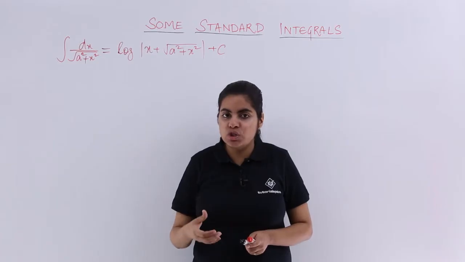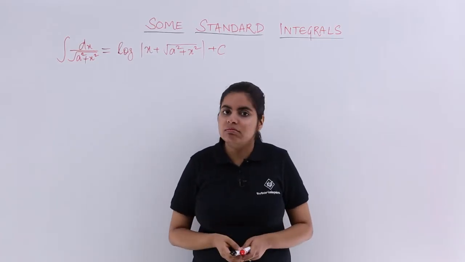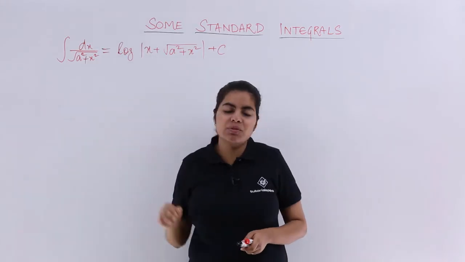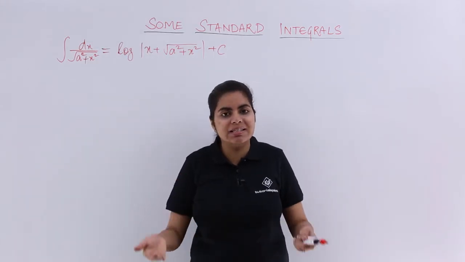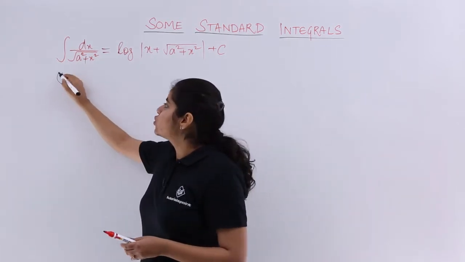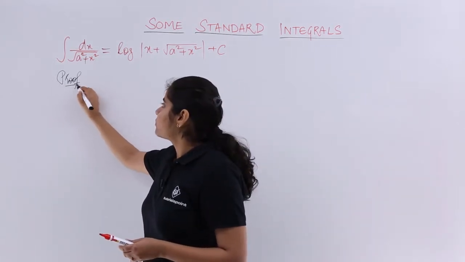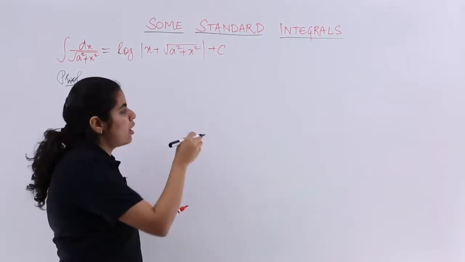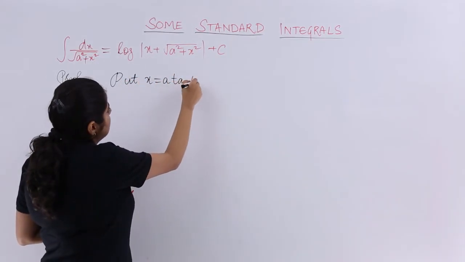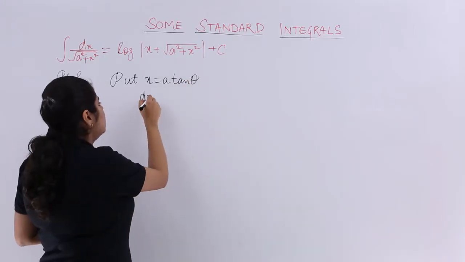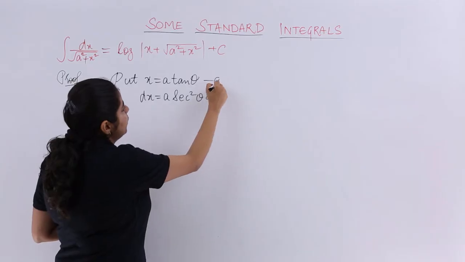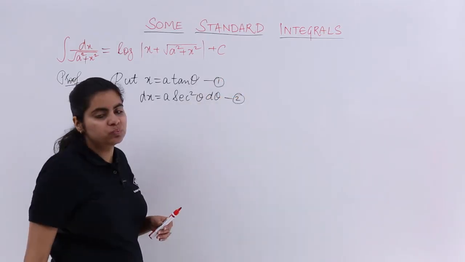If I substitute x is equal to a tan theta, does it benefit me? A square tan square theta comes, a square comes common, 1 plus tan square theta, secant square theta, definitely it will help me. So I will be using that substitution. I write proof, and I have to do what? I have to put x is equal to a tan theta, differentiating dx is equal to a secant square theta d theta, equation number 1, equation number 2.